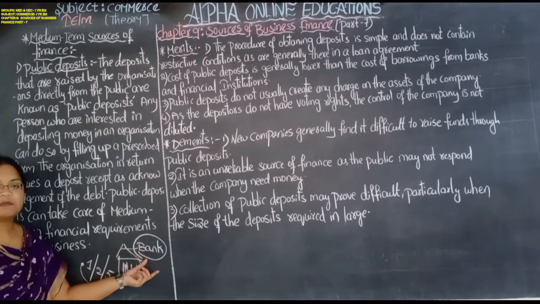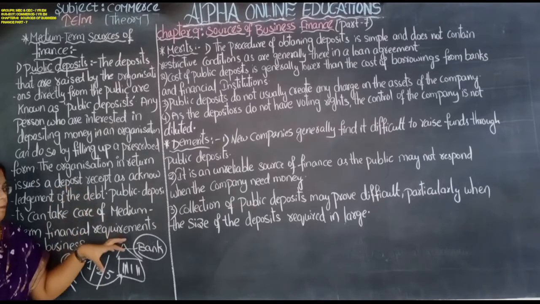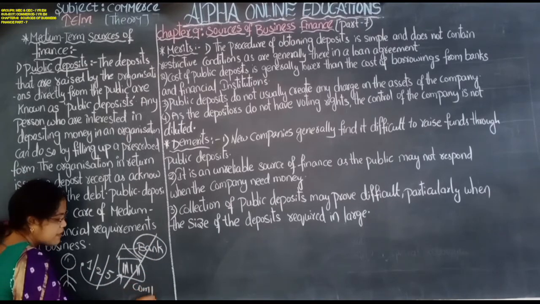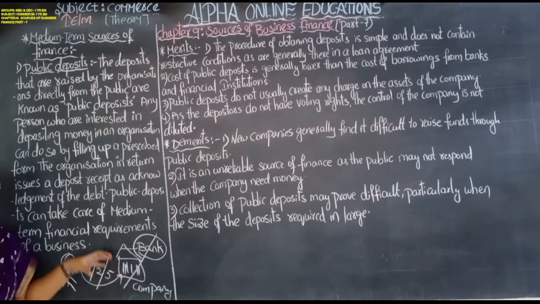When the bank accepts that person's money, it is known as a deposit. So public deposits means a number of persons coming in order to deposit their money. Here, in the medium-term source of finance, the company is not raising capital from the bank, it is raising it from the public. Rather than the public going to the bank, they are now going to the company to deposit their money. Generally, an individual or a group of persons go to the bank to save their money, and that is a deposit in general terms.